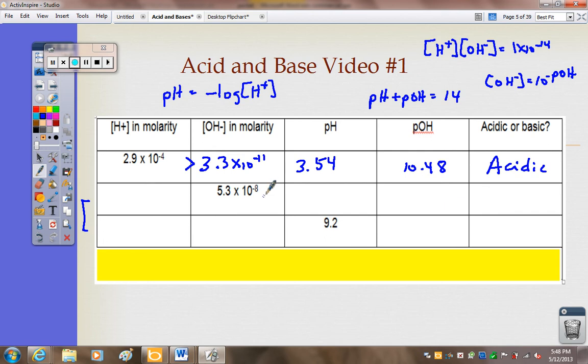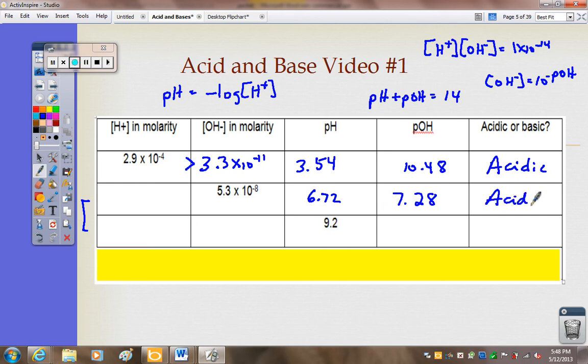Okay, from OH-, I'm going to find pOH. So I'm going to go ahead and plug in my 5.3 times 10 to the negative 8th, and I'm going to take the log of that, and then take the opposite sign. So I get 7.28 for my pOH. Then I'm going to plug this into pH plus pOH is equal to 14 to find my pH. Since my pH is lower than 7 and my pOH is high, this is an acidic solution.